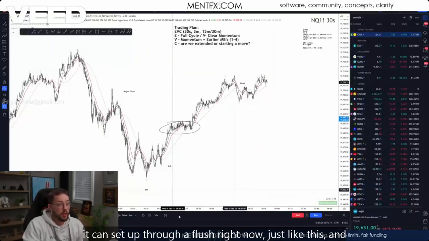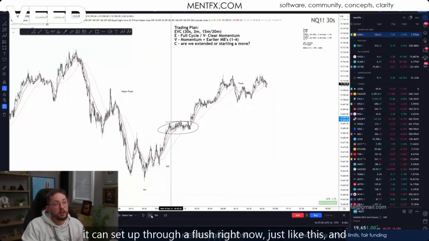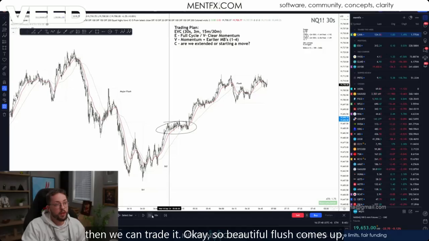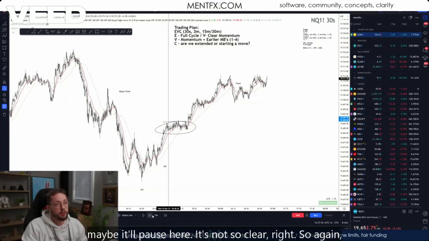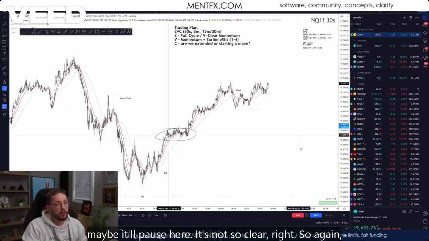And if it wants to set up, it can set up through a flush right now, just like this, and then we can trade it, okay? So beautiful flush comes up, maybe it'll pause here. It's not so clear, right?